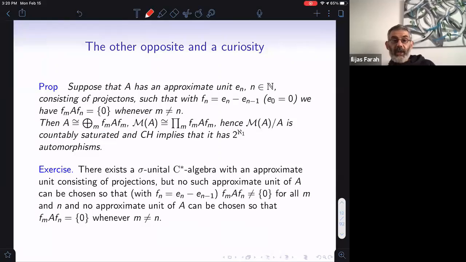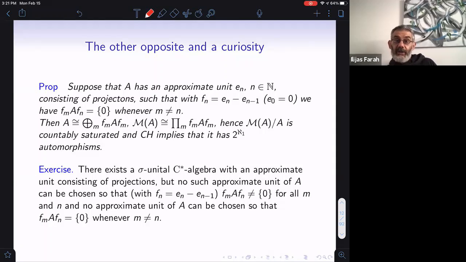So there is a weird ad hoc example of a sigma-unital algebra in which neither of those two assumptions applies. I'll just leave it to you to work it out. This is, as I said, just a fun little example.